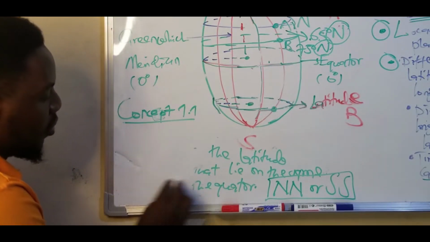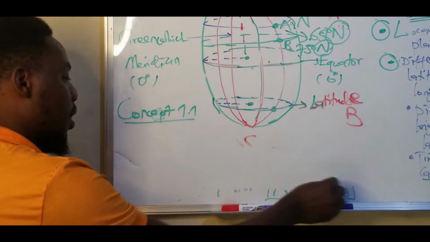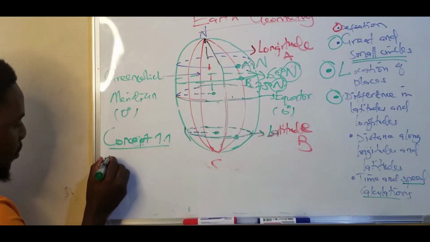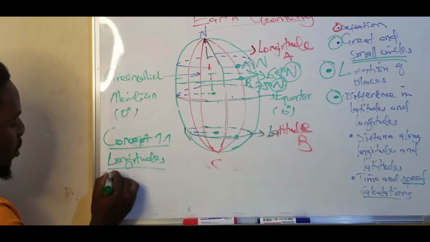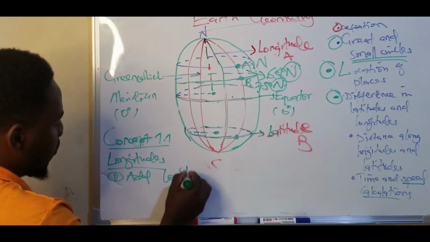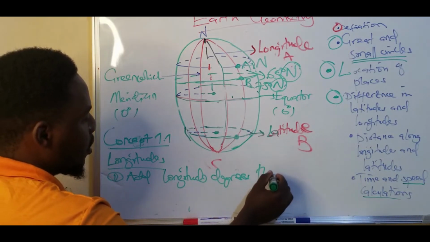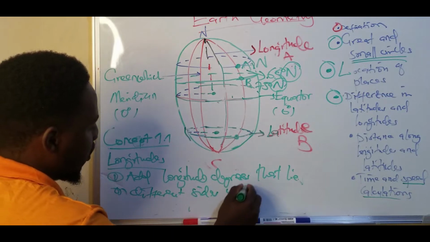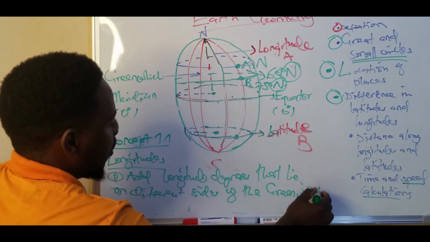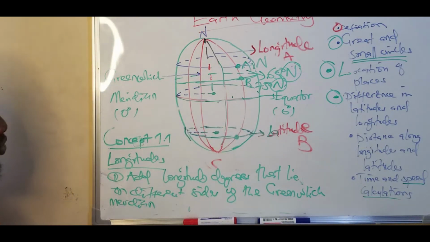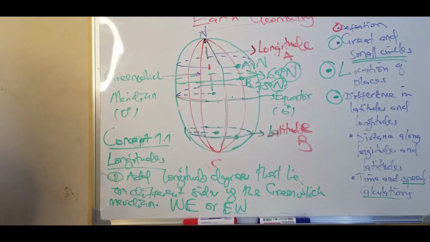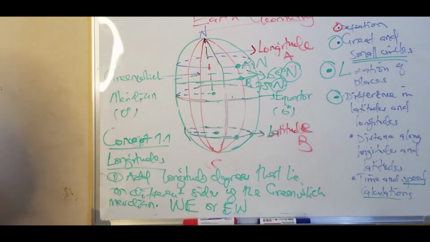Similarly, when you're talking about longitudes, the two things that you need to remember when finding the difference in longitudes are that first, you add longitude degrees that lie on different sides of the Greenwich meridian. This time around, we're talking about the Greenwich meridian because longitudes can be to the west or to the east of it. So if you have a combination of west-east or east-west, you add the values of those longitudes in order to find the difference in longitudes.